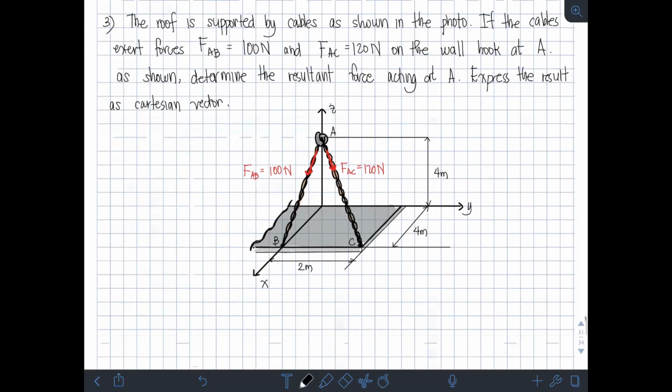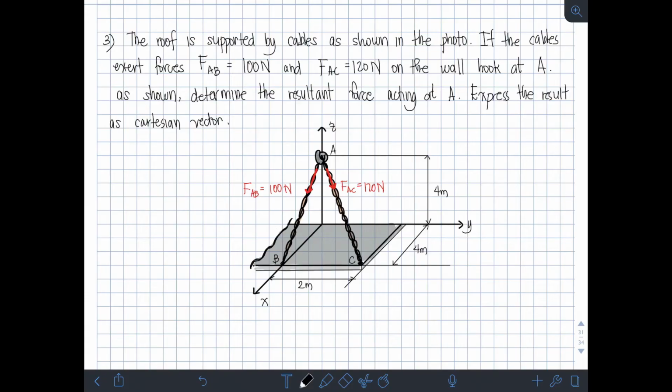Okay, so meron daw tayo ditong roof na sinusupport ng dalawang cable from A to B tsaka A to C, na merong force na 100 Newton tsaka 120 Newton respectively. Hanapin daw natin yung resultant. So, kailangan daw natin yung resultant in Cartesian vector. So, kailangan natin i-transform itong vector force FAB tsaka vector force FAC into Cartesian vectors, tas i-add lang natin sila para makuha natin in vector form din yung resultant.